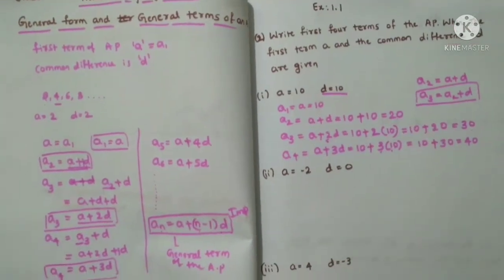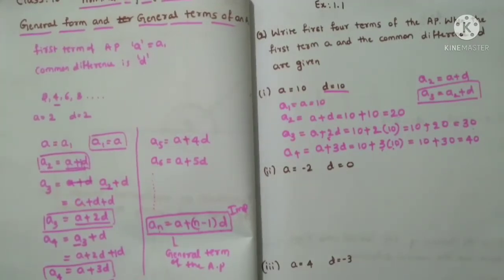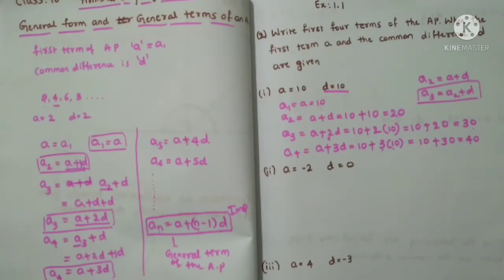Next we'll see the second sum. I hope you are understanding what I am telling. Okay. A is equal to -2 they have given. D equal to 0 they have given here. See, I already told you in the last video, if the common difference is 0, we will call that AP a constant AP, because we will get all the terms the same. A1, A2, A3, A4, all we will get the same number, that is -2. So it is called a constant AP. The number will not change.